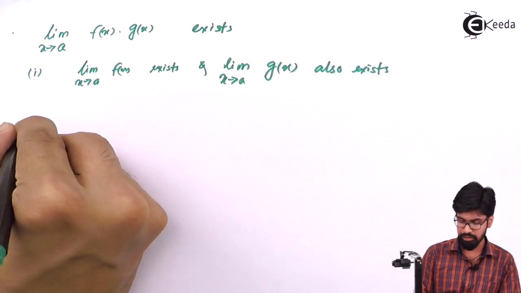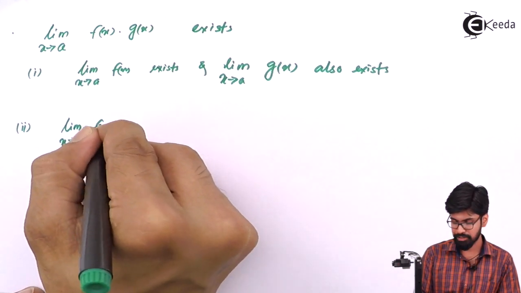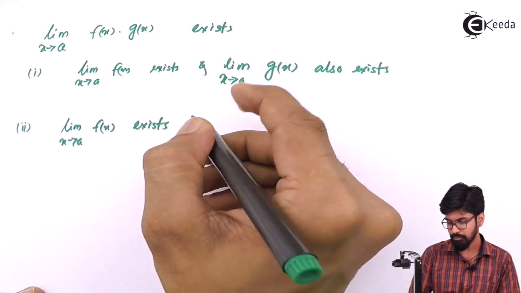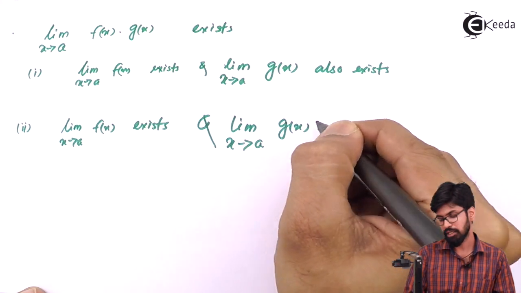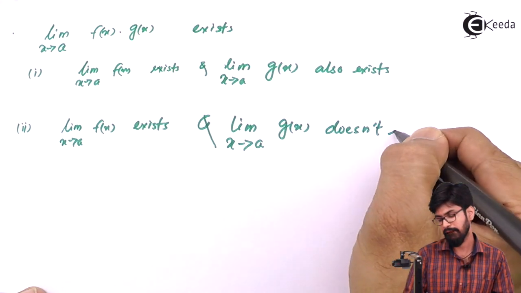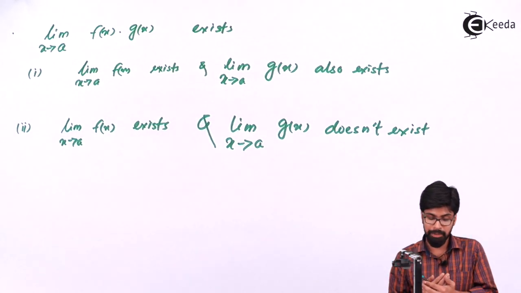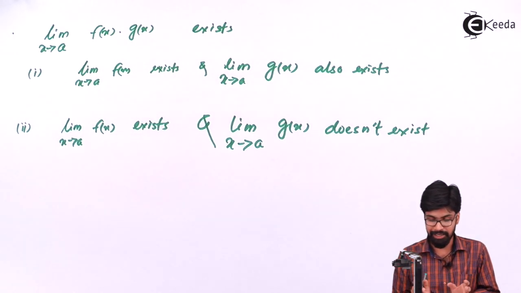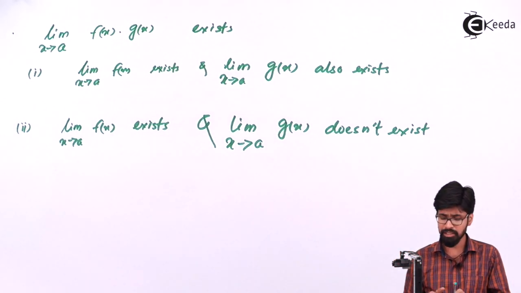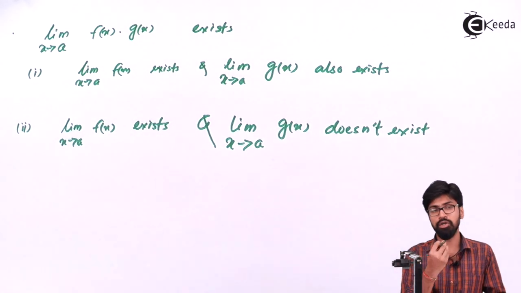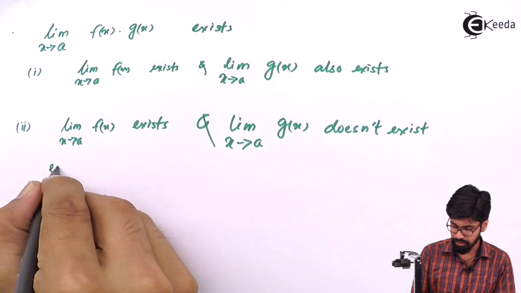Now the second point says the limit x tends to a f of x exists and limit x approaching a g of x does not exist. इस केस में भी हमें ऐसा मिल सकता है कि प्रोडक्ट ऑफ देम एग्जिस्ट करेगा. व्हेन वन फंक्शन डज नॉट एग्जिस्ट एंड अनदर फंक्शन एग्जिस्ट इन केस ऑफ लिमिट, सो प्रोडक्ट ऑफ देम कैन आल्सो बी, ऐसा हो सकता है कि प्रोडक्ट ऑफ देम एग्जिस्ट करता है. लेट अस कंसीडर एन एग्जांपल.